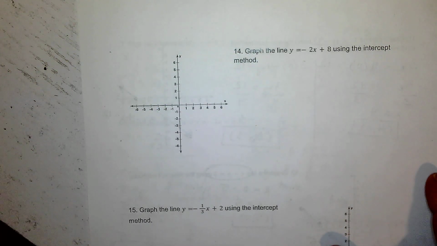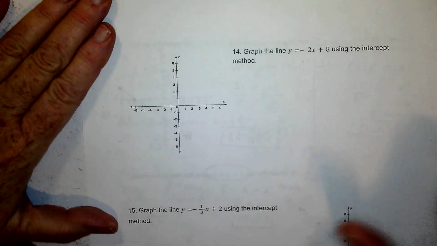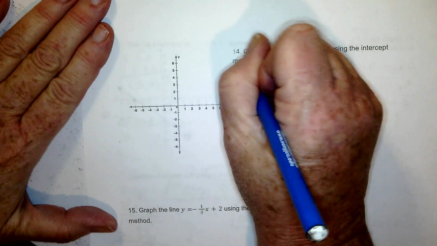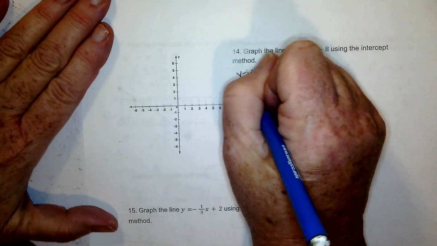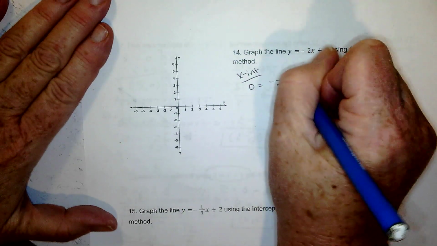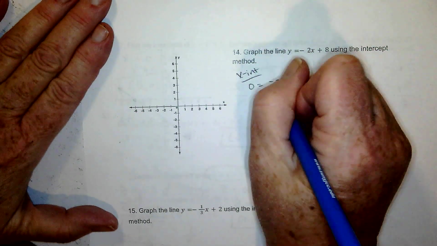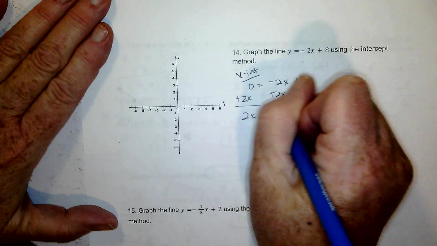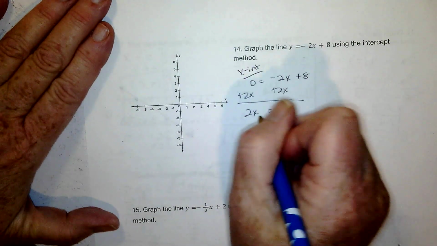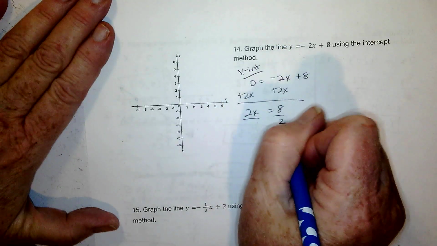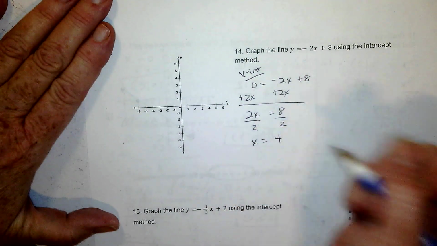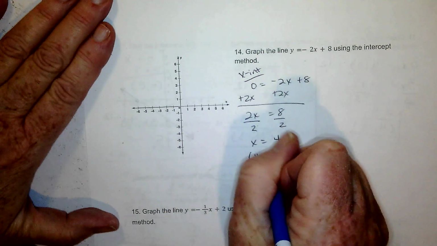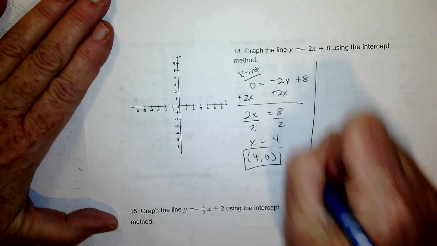The last one's going to be a little bit tricky, so I want to make sure that you are supported with it. So for the x-intercept, we let y equal 0. It doesn't matter which one you brought over. I'm just going to add 2x to both sides. 2 is attached to x by multiplication, so we have to divide both sides by 2. x is equal to 4. So (4, 0) is my x-intercept.